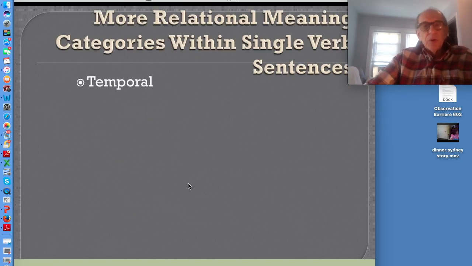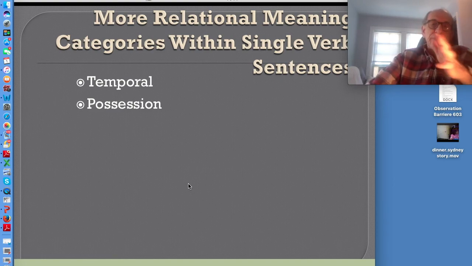And there are more relational meanings within sentences. Temporal, time relationships, as I said: it's 3 o'clock, or tense, I ran, past tense, that's a temporal content category. It's both action, by the way: I ran, a relationship between me and just the action of running. But the past tense, it's ran, is both action and time.